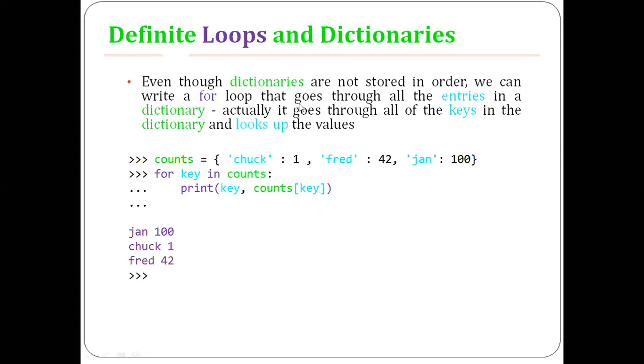Even though the dictionaries are not stored in order, what you are doing is going through a loop that goes through all the entries in a dictionary. That is, it starts from the first element in the dictionary and it will go up to the last element in the dictionary. So like this, it will print all the elements with their lookup tag and the corresponding value.